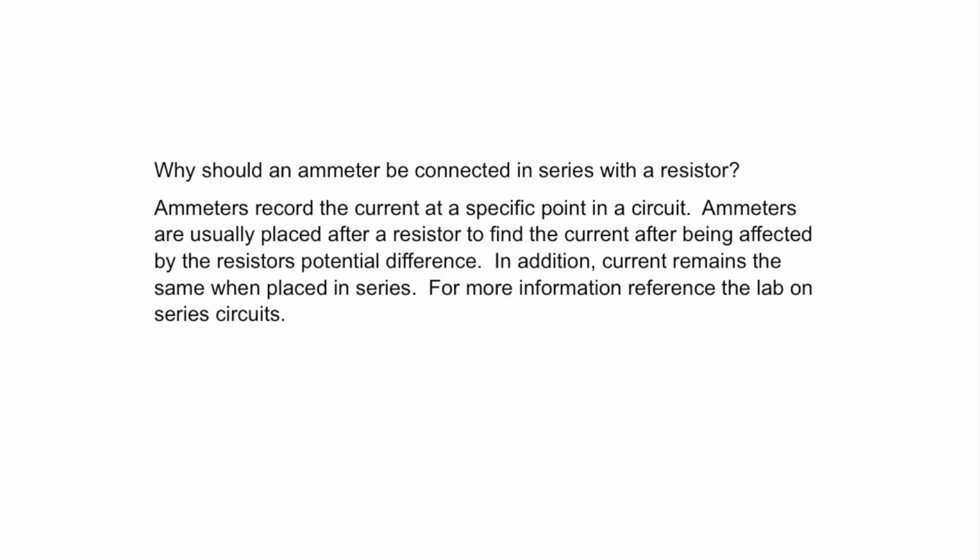Another question you may have is, why should an ammeter be connected in series with a resistor? Well, ammeters record the current at a specific point in a circuit. Ammeters are usually placed after a resistor to find the current that traveled through the resistor due to the potential difference. In addition, current remains the same when placed in series with resistors. For more information, reference the lab on series circuits.